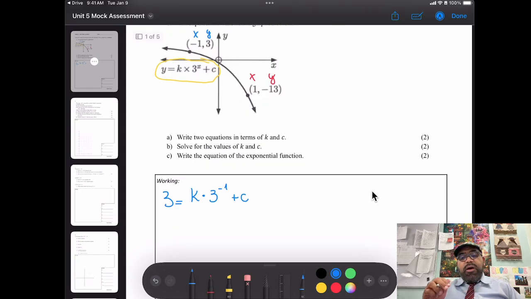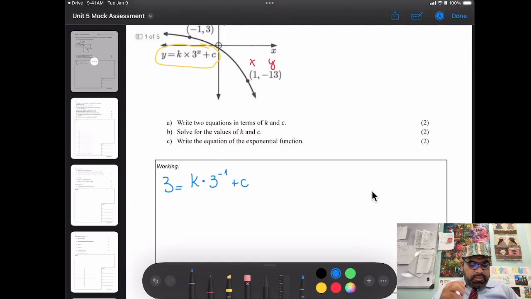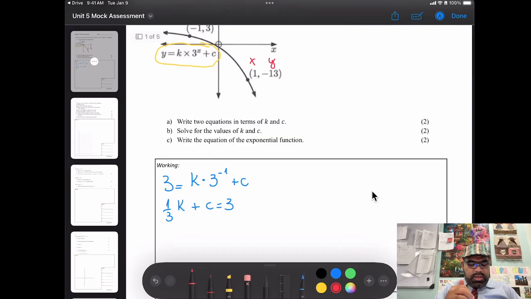As we know, negative 1 power means 1 over that number you see, 3 to the first power, which is 3. Then an equal sign to the end would be 1/3 k plus c equals 3. Equation number 1 done. Equation number 2 is negative 13 equals k times 3 to the first power plus c. Great. Keep the same, but equal sign at the end: 3k plus c equals negative 13.